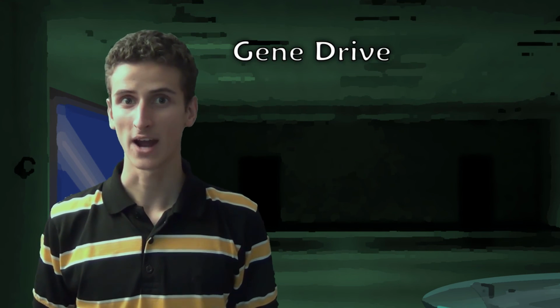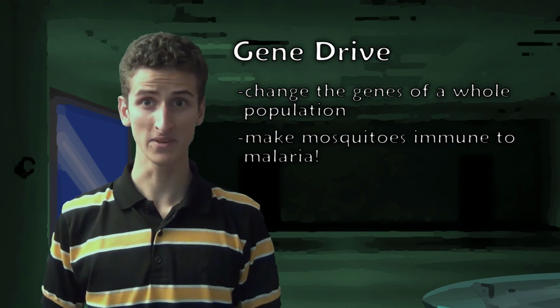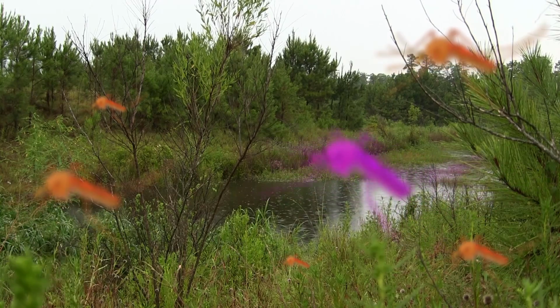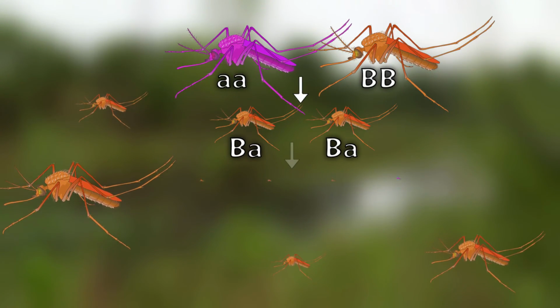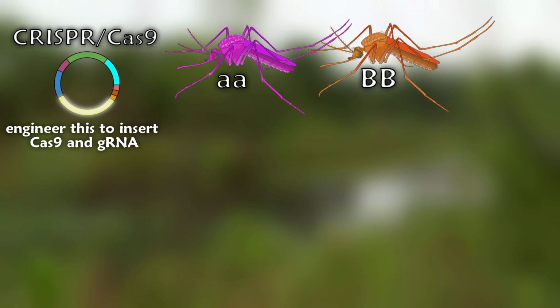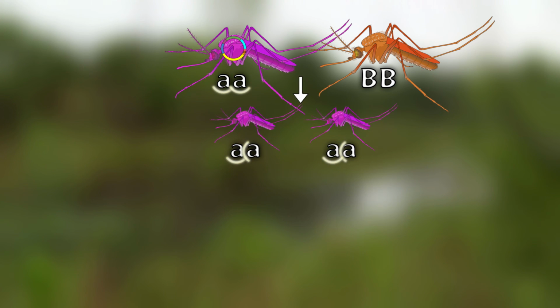There's also something else you can do with CRISPR. Create a gene drive, which can change the genes of a whole population, like making mosquitoes immune to malaria. If you release a mosquito that's resistant to malaria into the wild, all of its offspring will have one copy of the new gene, but it will quickly get diluted. But if you engineer a mosquito to transfer genes that code for Cas9 and gRNA to its offspring, CRISPR will continue working in each generation, ensuring all offspring are modified forever.